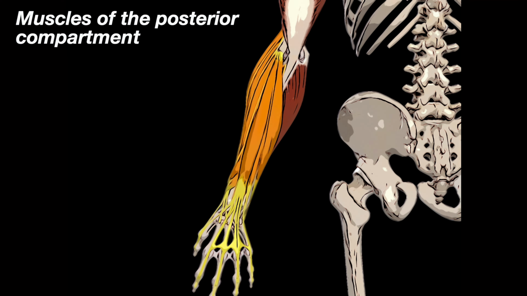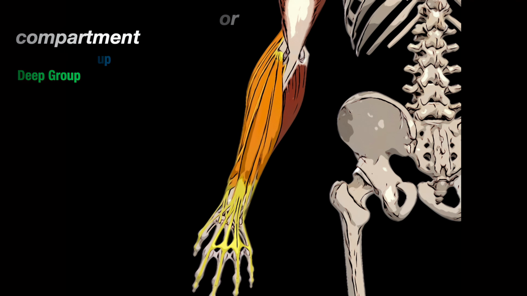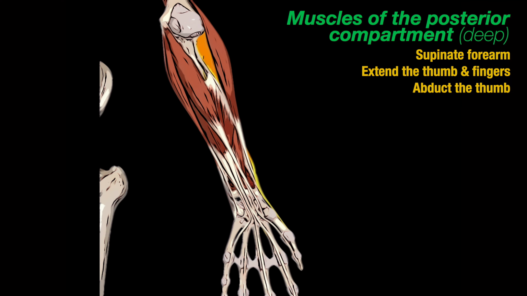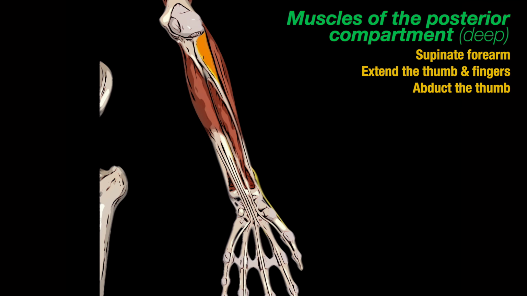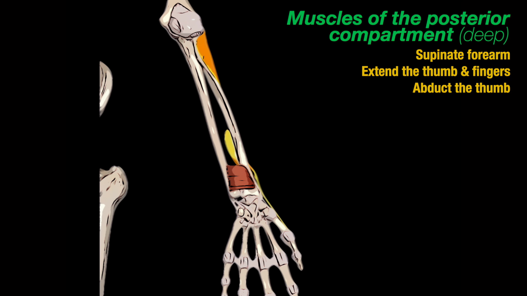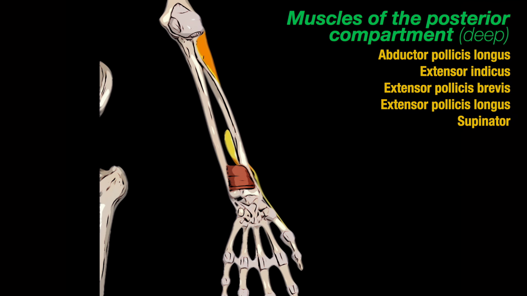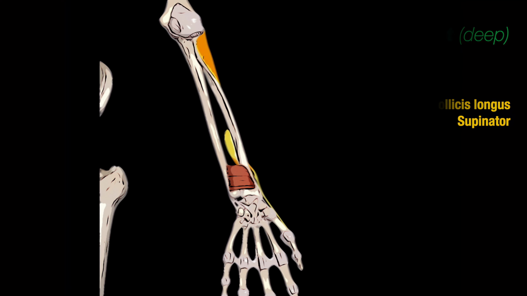For classification purposes, the muscles of the posterior compartment of the forearm can be arbitrarily divided into two distinct groups: the superficial group and the deep group. The muscles of the deep group mainly act to supinate the forearm at the radio-ulnar joint and extend the thumb and index finger at their interphalangeal and metacarpophalangeal joints. They also abduct the thumb at the first carpometacarpal joint. The muscles of the deep group consist of abductor pollicis longus, extensor indicis, extensor pollicis brevis, extensor pollicis longus, and supinator.